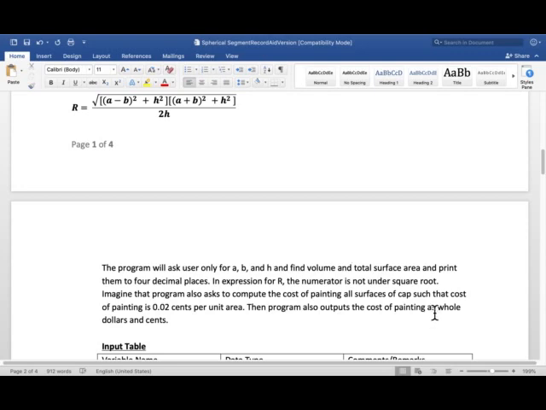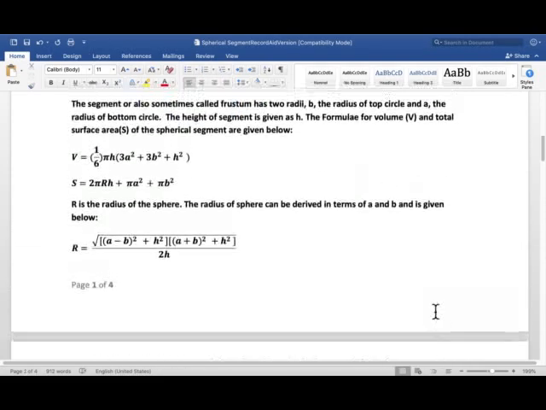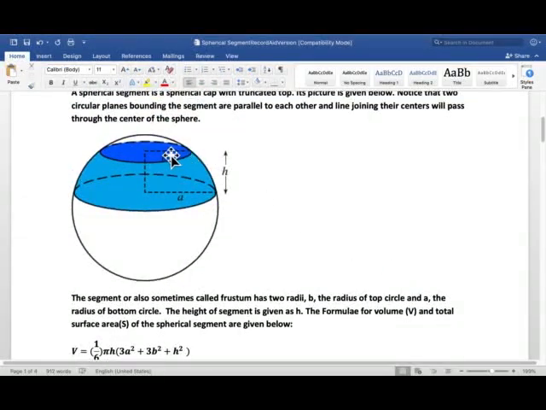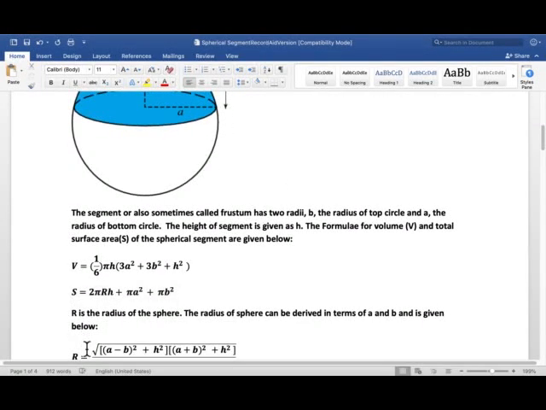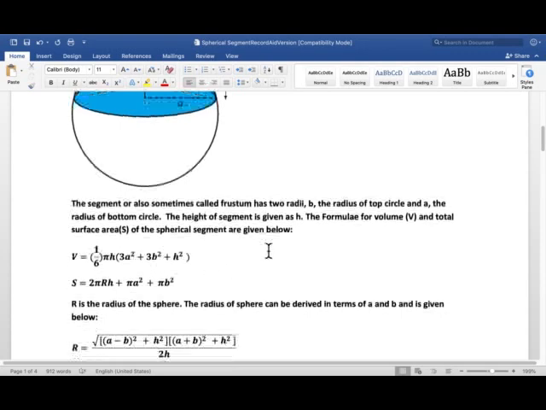Okay, so it's pretty clear that the user is going to input B, which is the radius of the top circle, and A, which is the radius of the bottom circle. Obviously A is greater than B. We won't be testing for that because we are still waiting to learn about if and else. And the height of the cap. So those are the three inputs. And outputs would be volume, surface area, radius, and dollars and cents, that is the cost of painting.